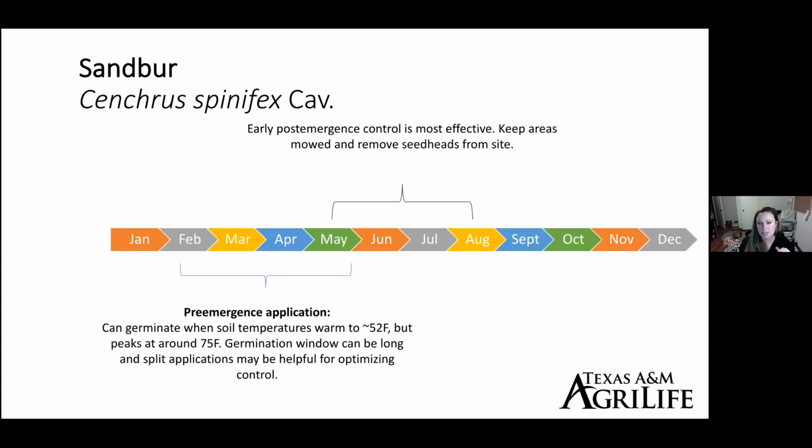Now, we've talked about this a little bit before on here. Sandbur can be a little challenging from the standpoint of pre-emergence control. It has the potential to germinate at soil temperatures as cool as about 52 degrees Fahrenheit. However, it tends to hit peak germination at around 72 to 75 degrees Fahrenheit. That's a lot warmer than crabgrass and even goosegrass. And so this is where we may really want to rely on a split or sequential program to broaden our spectrum of control and have some additional barrier there, knowing that this is a late season germinator.